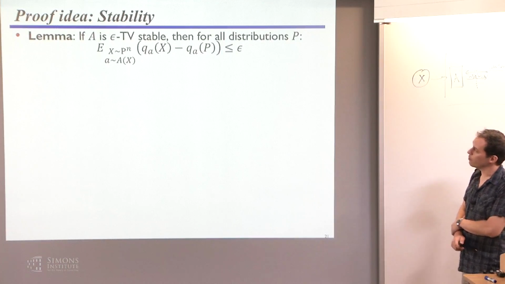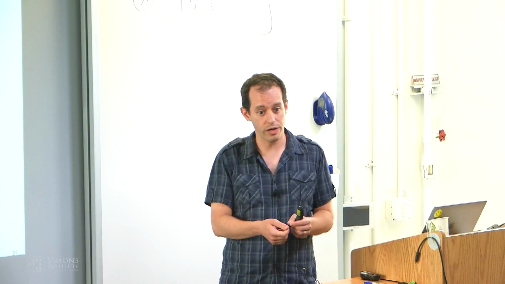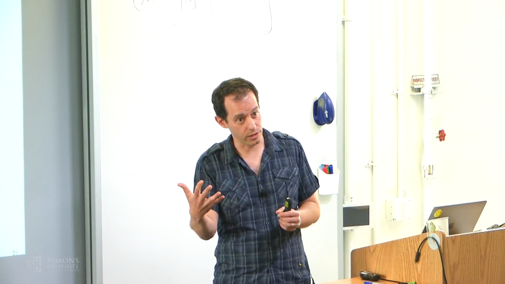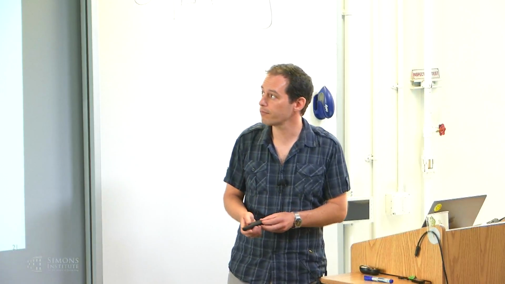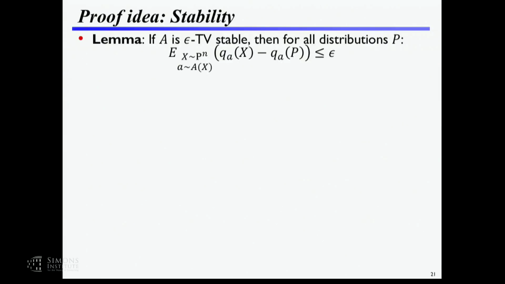So what's the thing we want to prove? If we've got an algorithm that's stable in total variation distance, so that means if I change one input, its distribution changes very little in statistical difference or total variation, then for all distributions P, we get the following. If I choose the data set X from P, IID, and I choose the output of A based on X, and I look at the expected difference between the empirical answer and the population answer, then that expected difference is small.